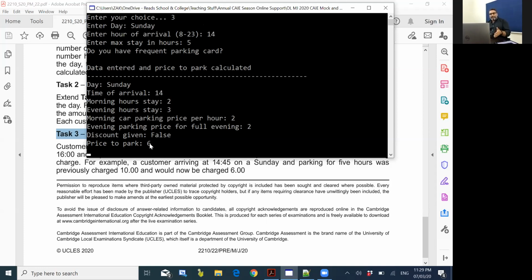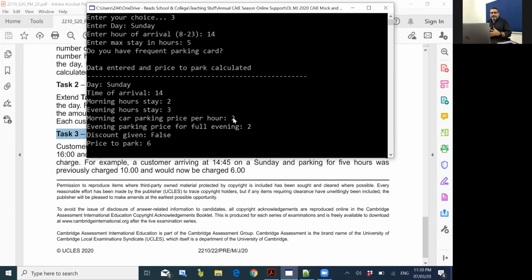Now what's happening is they arrived at 14, then 14, 15, 16, for 2 hours they are charged per hour 2 rupees, and for the rest of the 3 hours they are charged just 2 rupees. As we know, if someone has arrived at 1600 hours or later, they will only be charged 2 rupees until midnight for any number of hours they stayed. So that is how the price which is now being charged is 6.